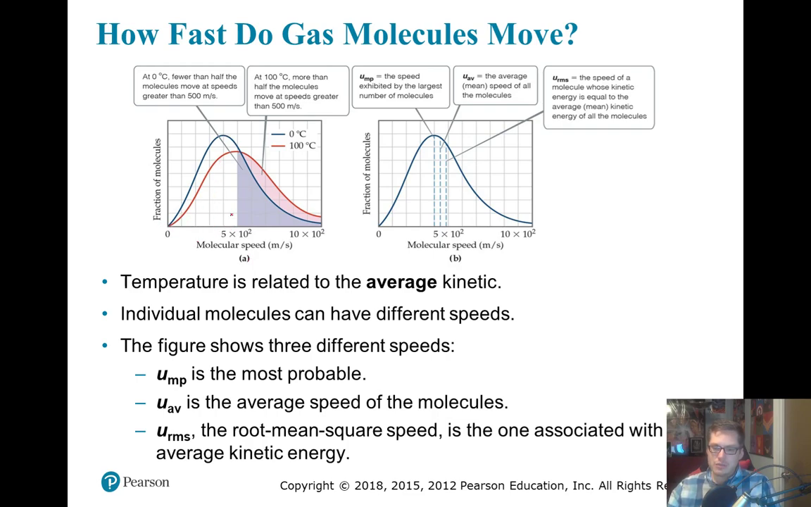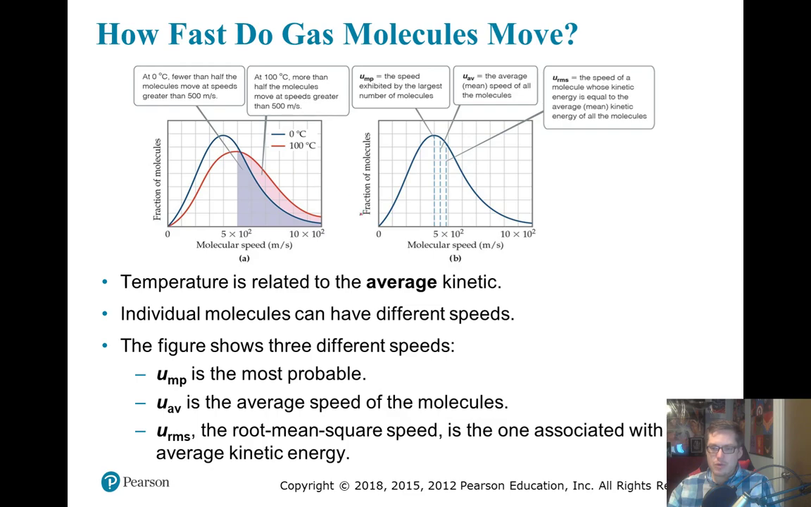So you think about the area under a curve. The vast majority of your molecules are moving about this fast, and as you get faster here to the right, you get fewer and fewer molecules. This fraction goes down. And then at 100 degrees Celsius, notice that the area under the curve is exactly the same. If you added up all these boxes, there would be the same number of boxes under the curve as the blue.